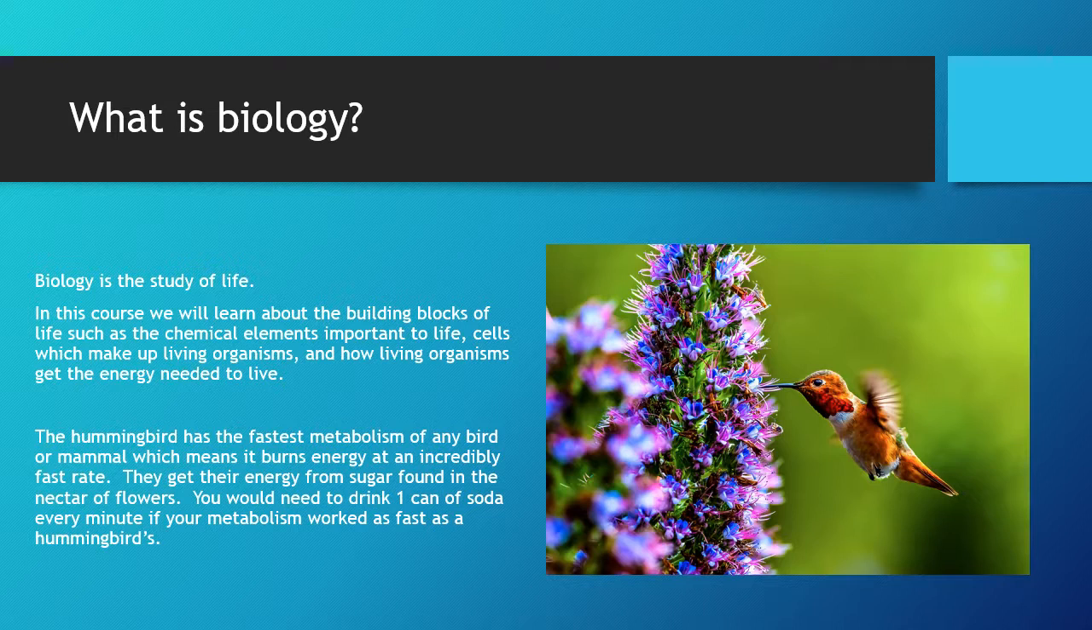And so, for example, you've probably heard of your metabolism before. Well, the picture on the right shows a hummingbird, and a hummingbird has the fastest metabolism of any bird or mammal, which means it burns energy at an incredibly fast rate. Hummingbirds get their energy from sugar found in the nectar of flowers. And if a hummingbird was the size of you, you would need to drink 1 can of soda every minute if your metabolism worked as fast as a hummingbird. So that's just sort of a fun fact. And we will get into metabolism toward the end of the course.